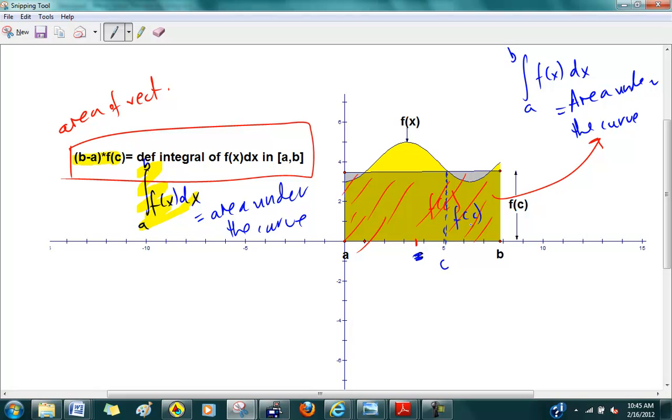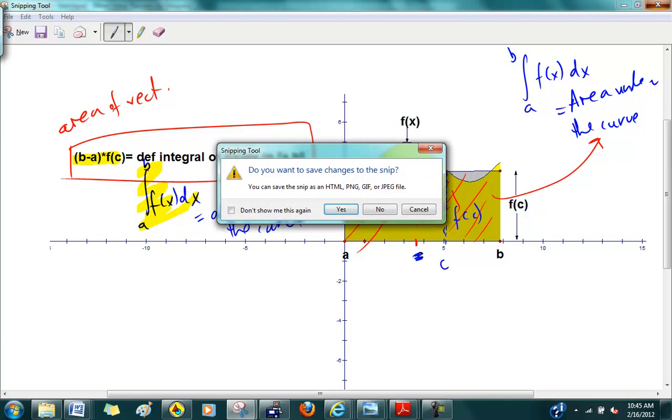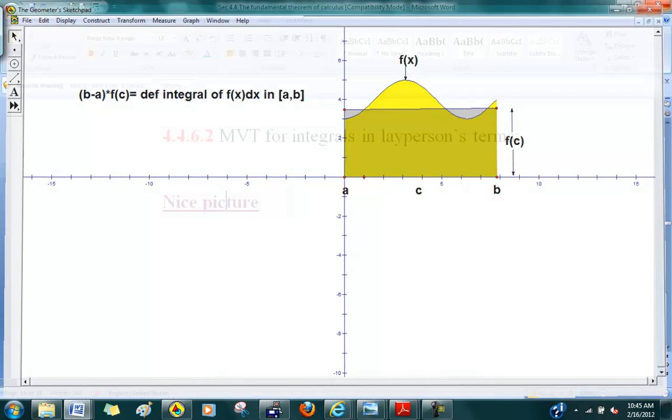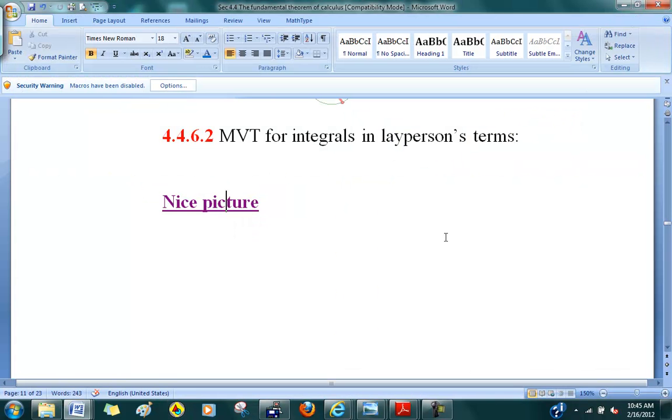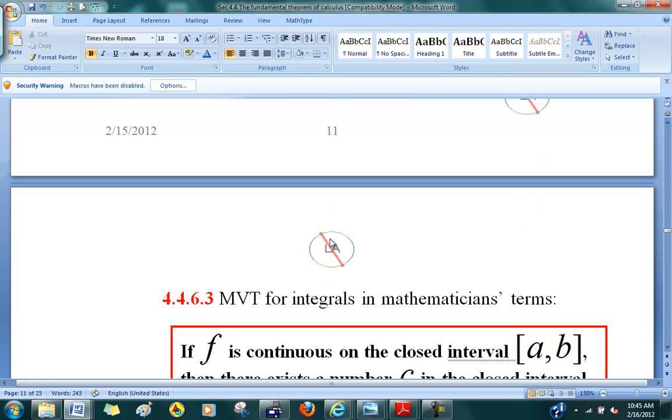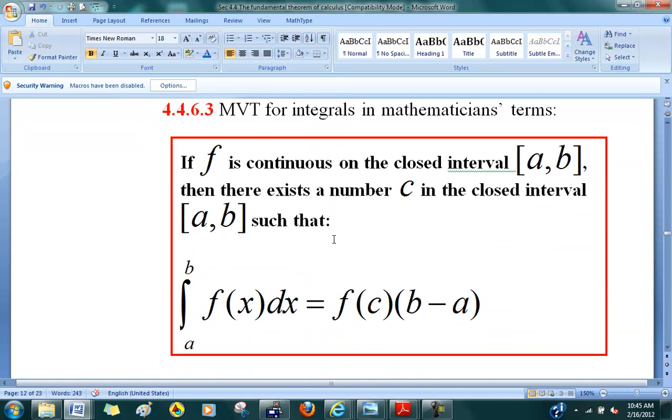So you can find a point c between a and b such that if you draw a vertical line from c until it touches the function, then that defines the height of a rectangle, and the area of that rectangle is going to be equal to the area under the curve. So that's what the pictures are telling you, and obviously in calculus, being a mathematics class, that's not sufficient. So here is the mathematical definition of the mean value theorem for integrals.